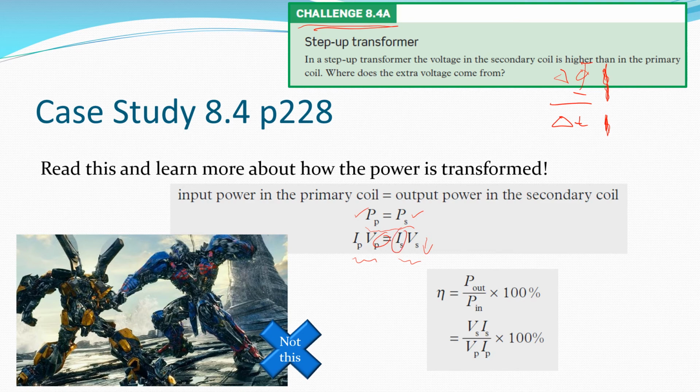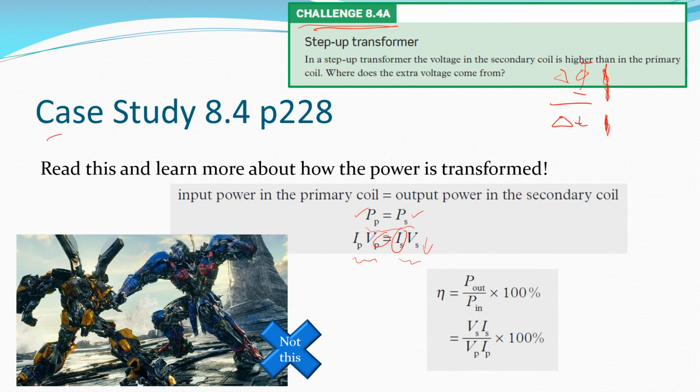And that's when we step down our power from the 330 kilovolts that it's transmitted at down to 240 volts. What's happening is the current's increasing quite considerably, because it's easier to transmit the electricity over long distances when it's got a low current. But when it's in your house, you want the higher current to actually power your devices.